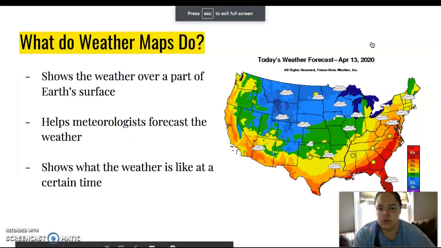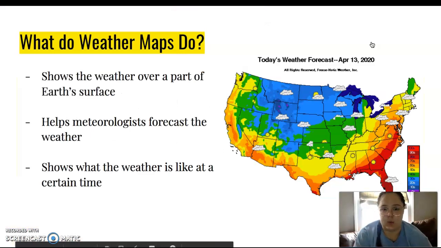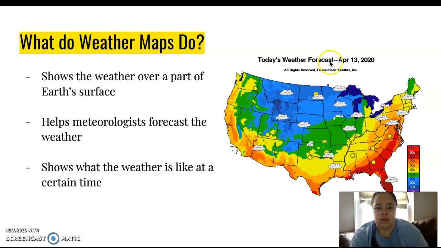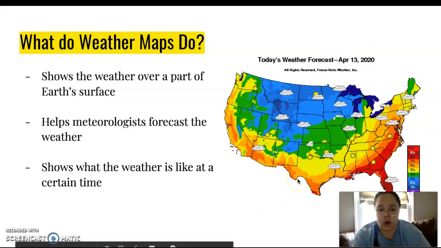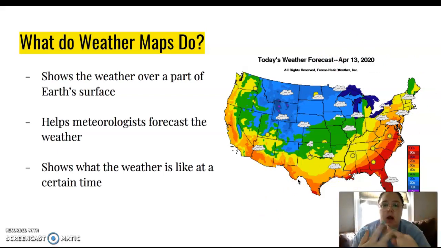All right. So what do weather maps do? We're talking about the actual maps now. So this is an example of one. It'll typically show the area that it's covering. So whether that's a state or part of a state or a country or the world, it shows the weather over a part of Earth's surface. It helps meteorologists, and remember those are the scientists that study and report weather to us.